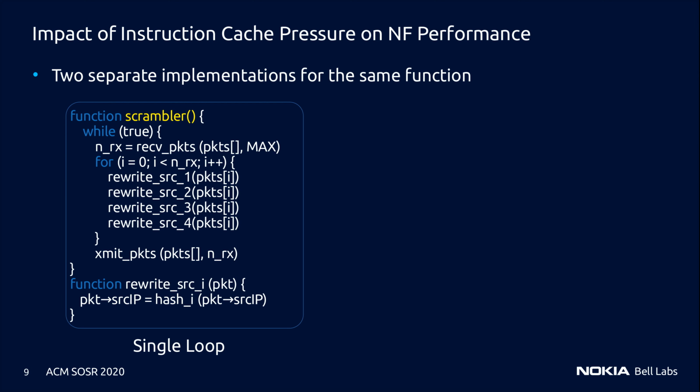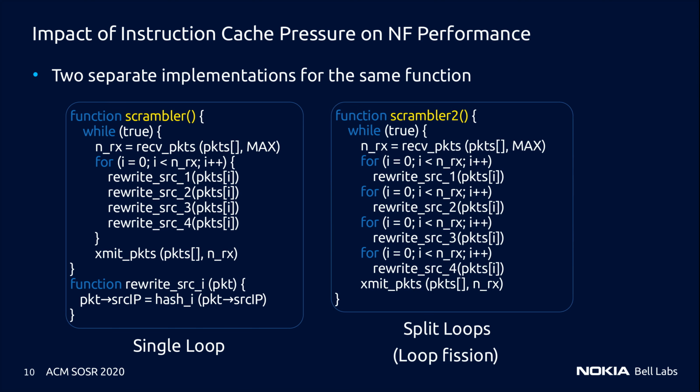as shown here. Each of the 4 steps reads the source IP address from the packet, applies a complex hash function to it, and writes back the source IP address field with the computed hash value. On the right-hand side, we re-implement this function by applying a simple loop transformation to the original implementation. So essentially, we split the single for loop into 4 different loops, and now each of the 4 rewrite steps occurs in its own loop. This loop transformation is called loop fission, and it is in fact a well-known code optimization technique, which is supposed to reduce instruction cache misses and register pressure.